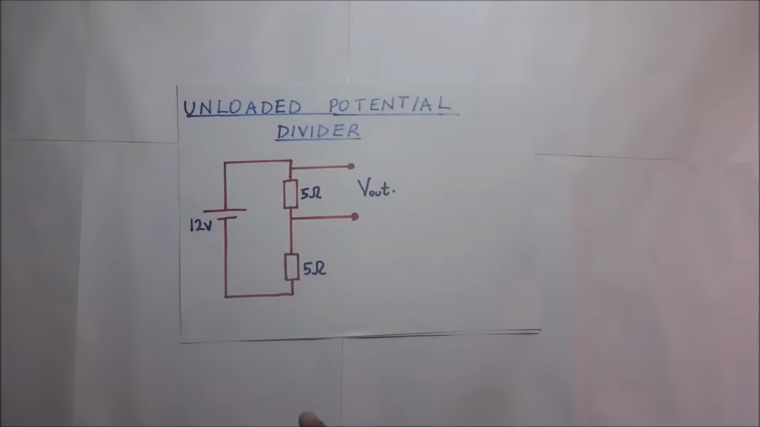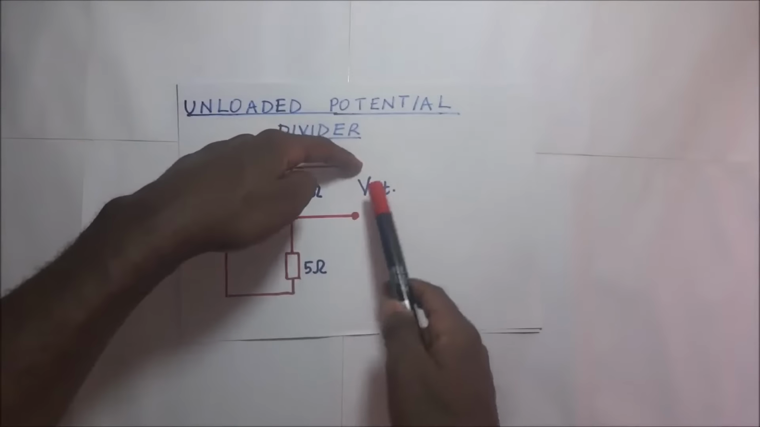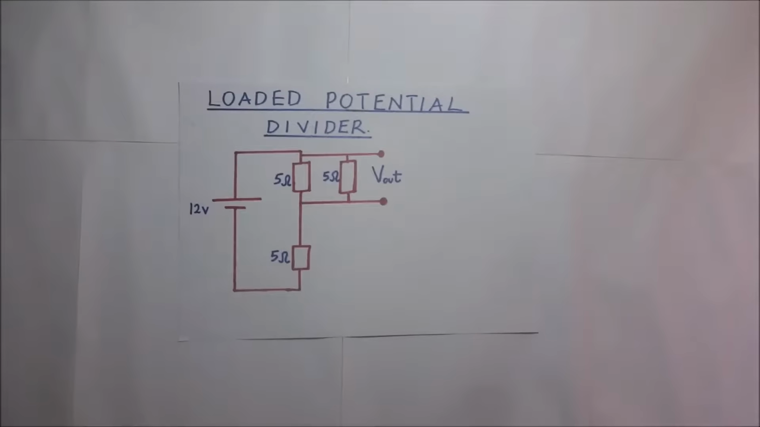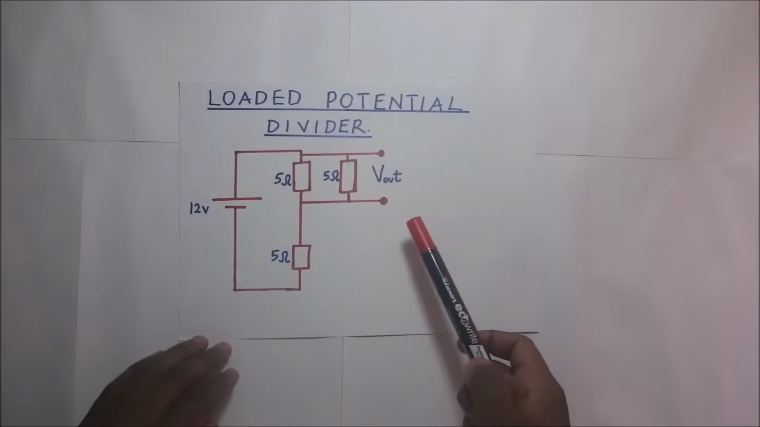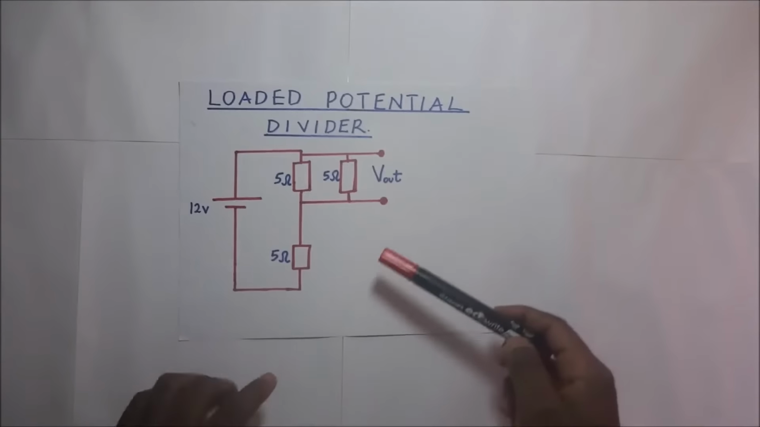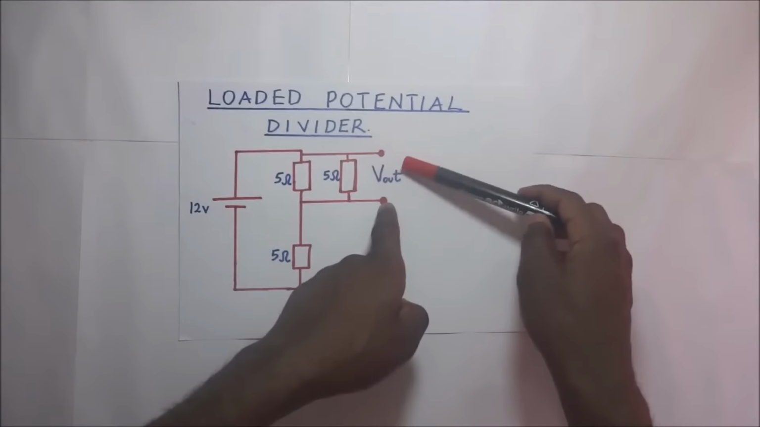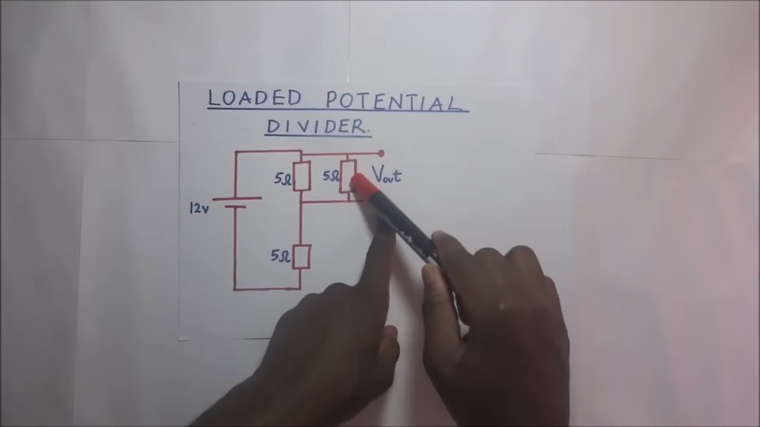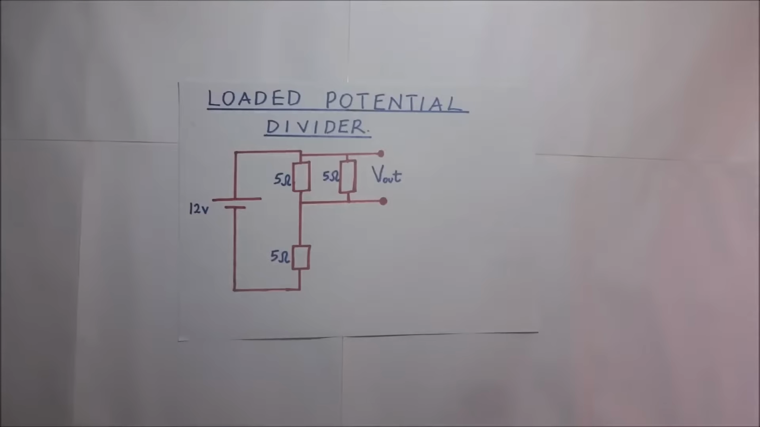Now, when we are talking about a loaded potential divider, we are talking of one whereby, at the portion where we require the voltage output, there is a load. Looking at that illustration, for example, we have a circuit diagram just similar to the one before, but at the portion where we're being told to find the output voltage, there is a load. So we have a load of 5 ohms connected to this portion of the circuit, and so this qualifies it to be a loaded potential divider.